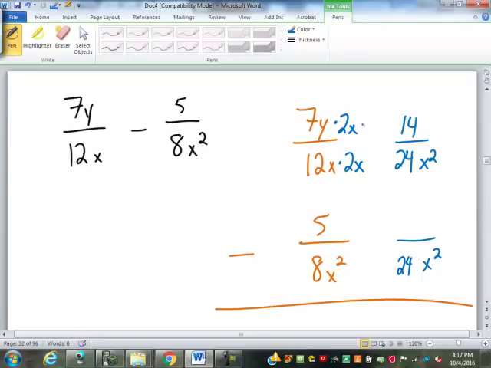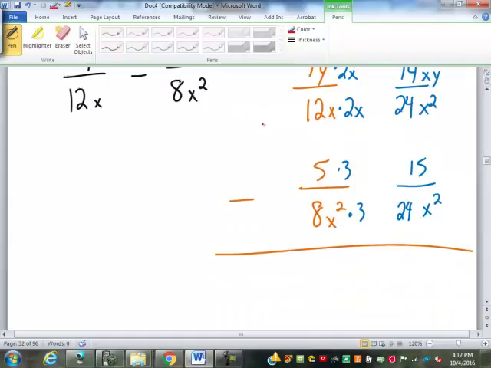7 times 2 is 14. y times x becomes xy. Again, yx is fine, but it's better to put them in alphabetical order. 8x squared, what do we have to do? 8 times 3 to make 24. x does not change. So we just multiply by 3 on top. 5 times 3 is 15. 14xy minus 15 over 24x squared.